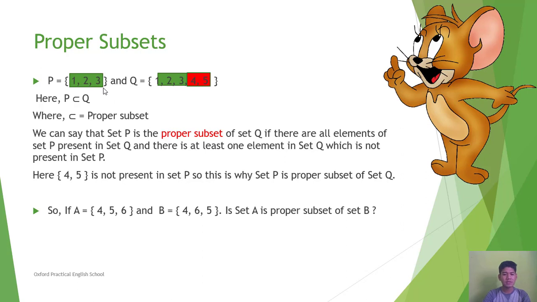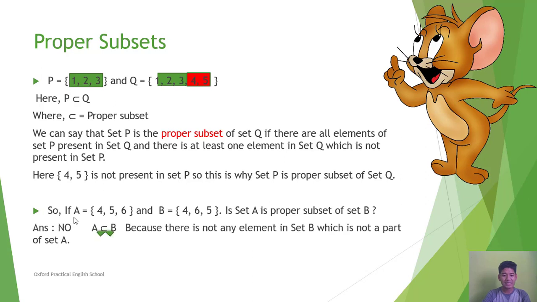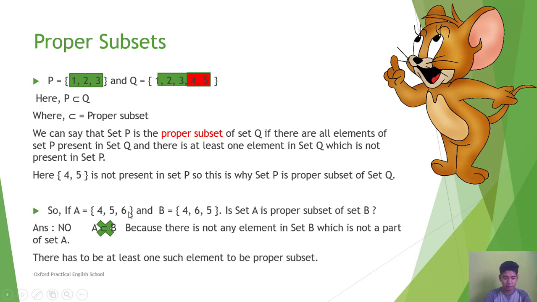So, if the elements of A are 4, 5, 6 and B are 4, 6, 5, is set A a proper subset of set B? No. Set A is not a proper subset of set B because there is no element in set B which is not a part of set A. Both have exactly the same elements. To be a proper subset, B should have at least one element which is not present in set A. There has to be at least one such element to be a proper subset.